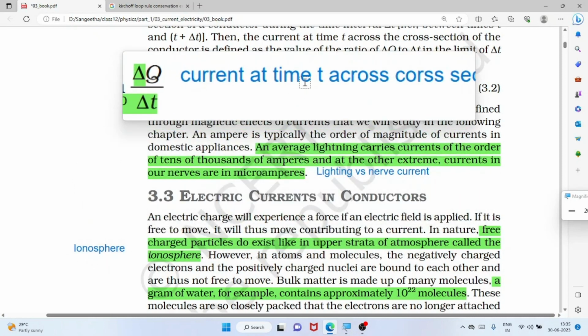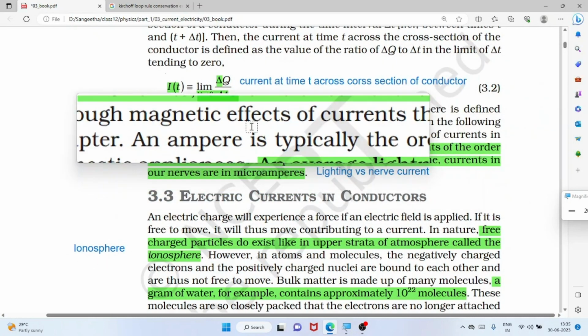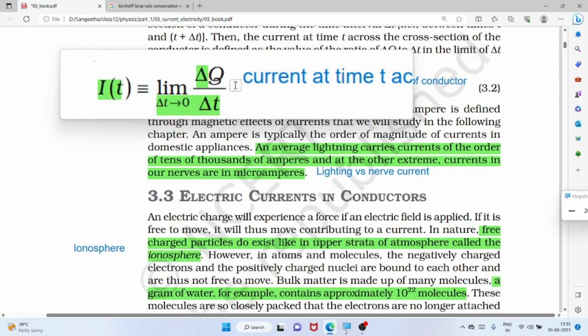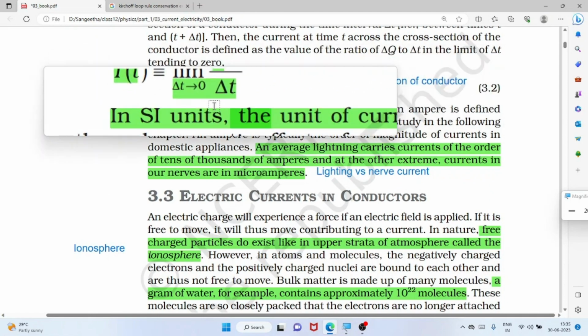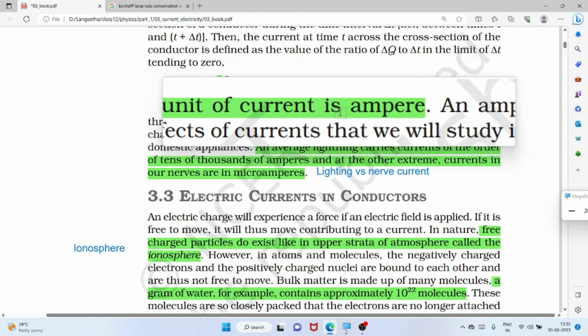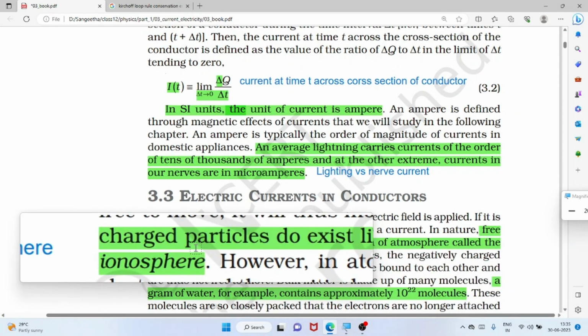Current at time t across the cross section of the conductor. In SI units, the unit of current is the ampere.